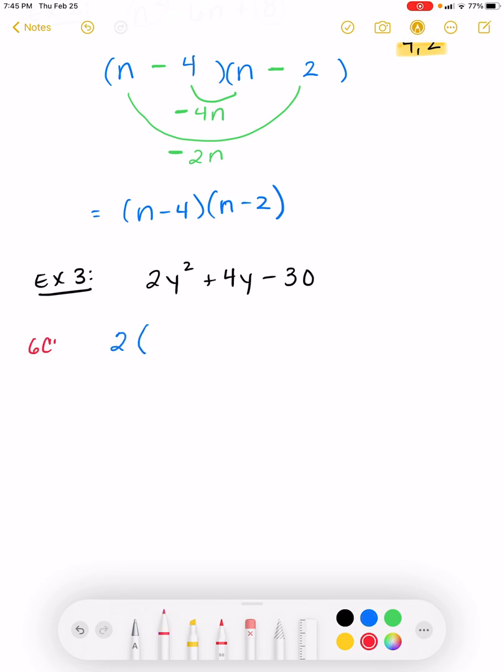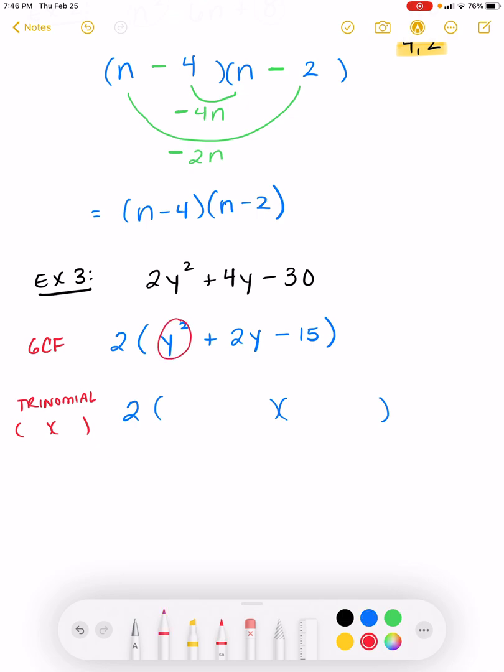So the first thing that I'm going to do is factor out a GCF. When we factor out a 2, all of the terms are going to divide by 2. So 4y will divide to make 2y, and negative 30 is going to divide to make negative 15. Essentially, we just took all the numbers and divided out by 2. Now we're going to take the resulting trinomial and split that into the two parentheses. So the 2 is going to stay out front. That's your greatest common factor. And we're going to split this trinomial.